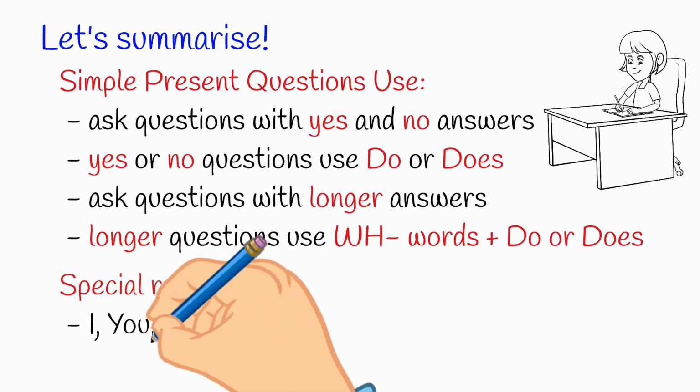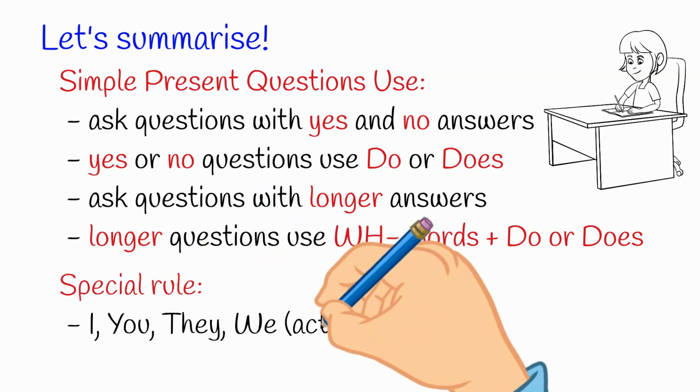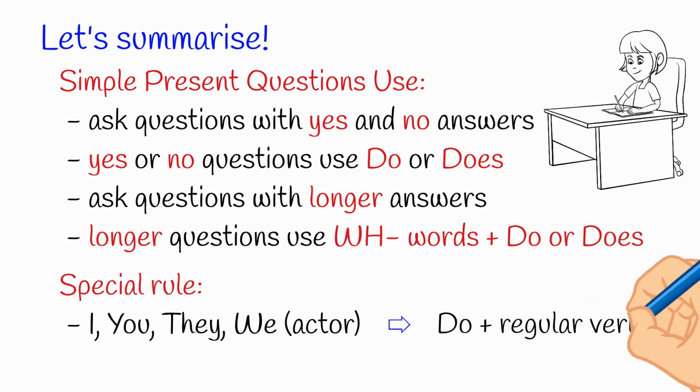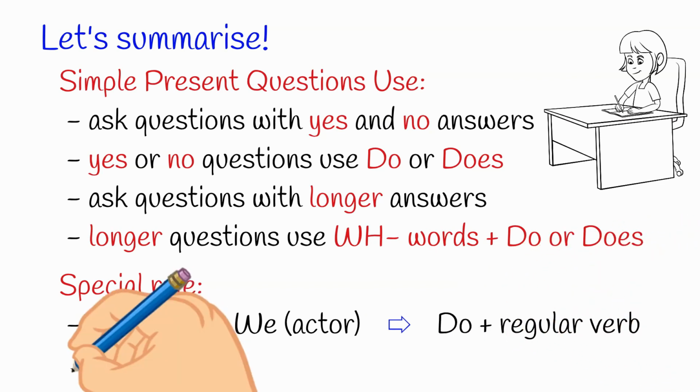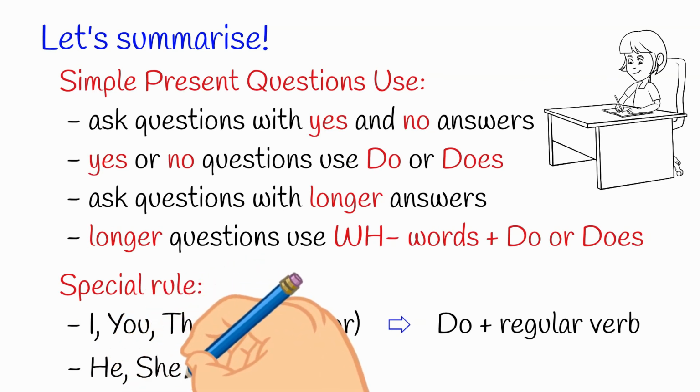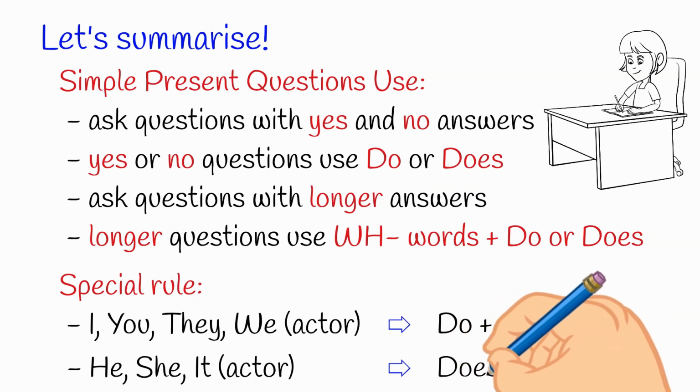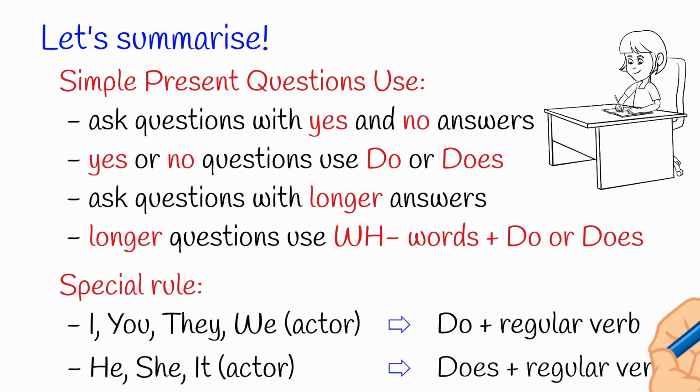The special rule that comes with do or does depends on the actor. For I, you, they, and we actors, we use do plus the regular verb. With he, she, and it actors, we use does and the regular verb. In both cases, we do not add s to the verb.